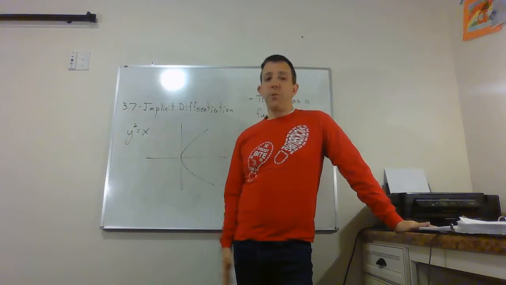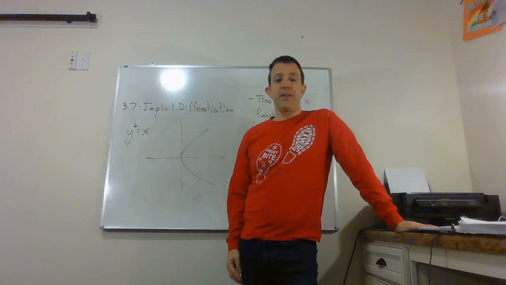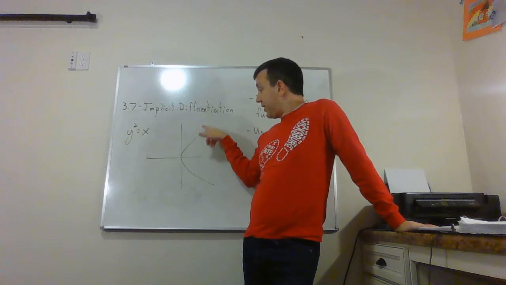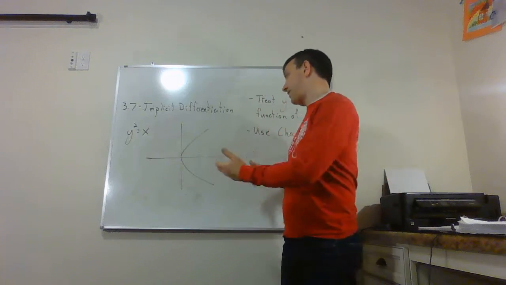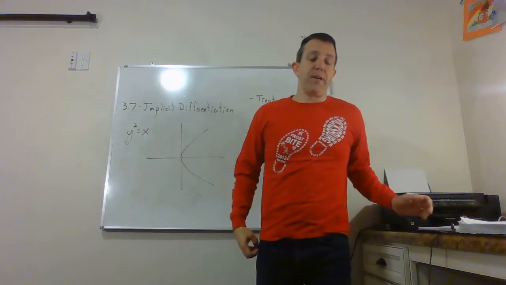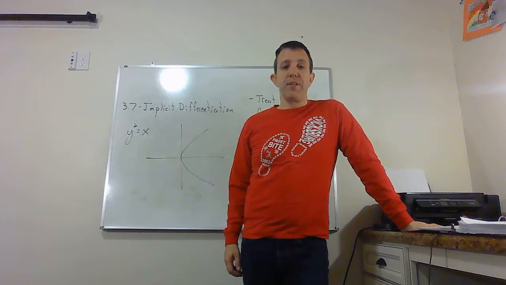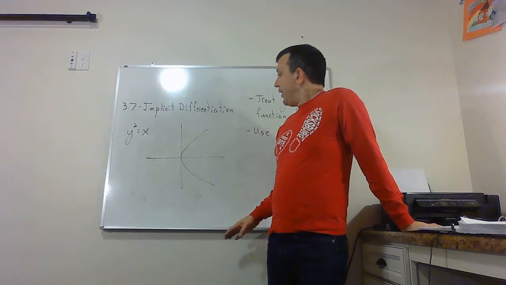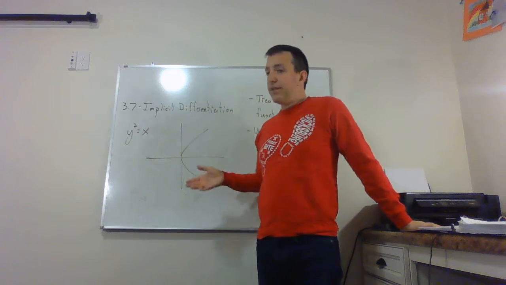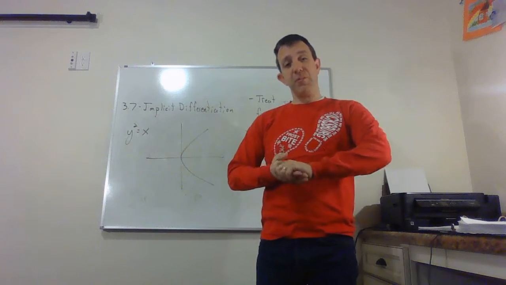So let's look at the example where we have y squared is equal to x. This is definitely not a function in the normal sense. I guess we could say x is a function of y, but that's kind of backwards. So this is not what we would normally consider to be a function. It's just not the way we would normally do this.